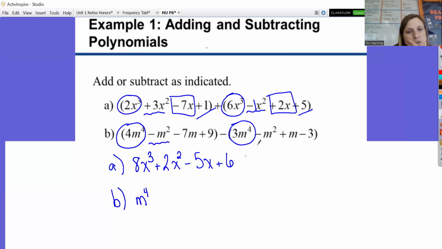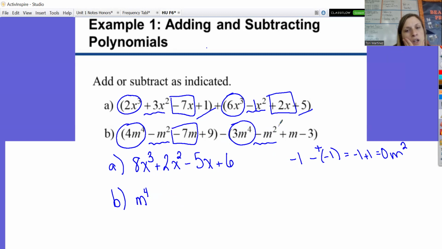Next, we have m squared minus negative m squared. So we have a negative 1 minus negative 1. When you subtract negative numbers, you just have to remember to turn it into addition. So it'd be negative 1 plus 1m, which is 0m squared. We don't have to write that. If it cancels out, we don't have to write it.